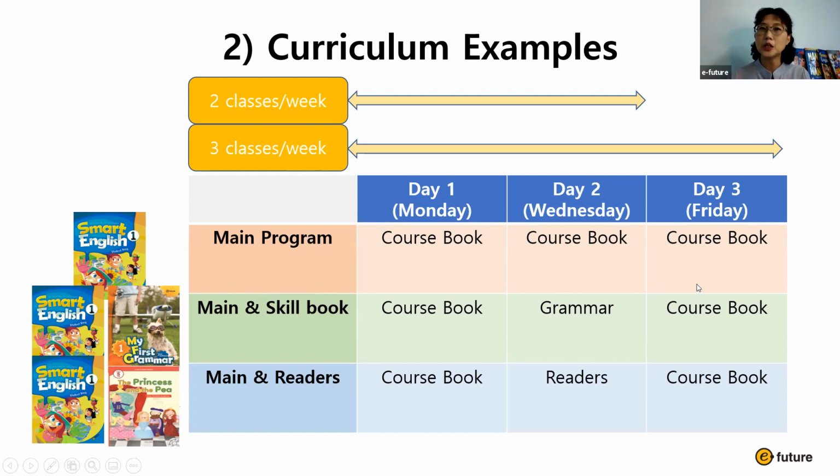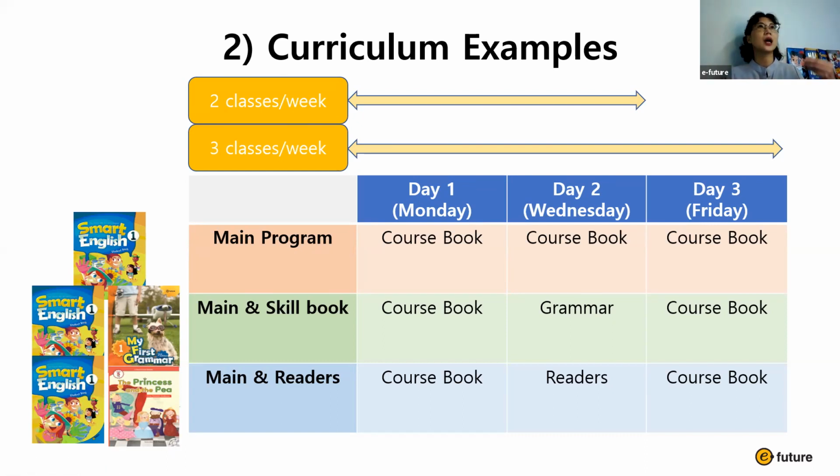If you are teaching 2 classes per week, you can just look at day 1 and day 2. If you are teaching 3 classes per week, then you can look at day 1, day 2, and day 3. So for your curriculum, you can just have one main program. Just choose one course book and use that course book.